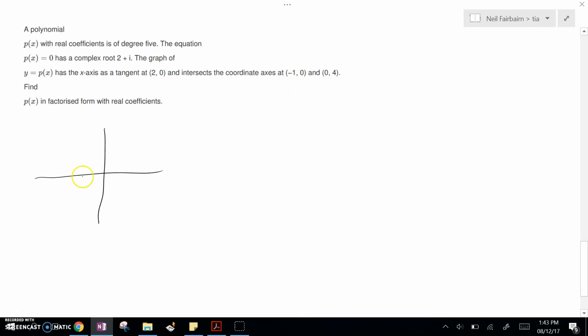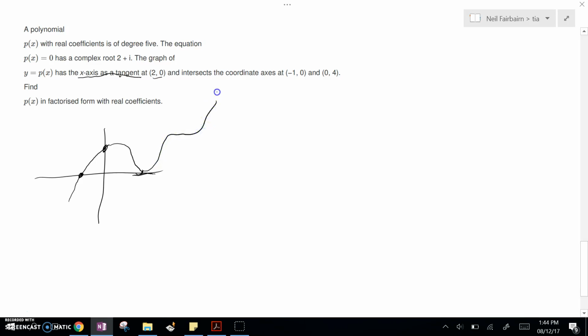Well, it intersects at (-1, 0). It intersects at (0, 4). It's got the x-axis as a tangent at (2, 0). So at (2, 0), you know that there is a tangent line, and it's degree 5. So let's just see. Well, it's going through this point, it's going through this point. Okay, it hits this point, but then there's a tangent line, so it's going back up.